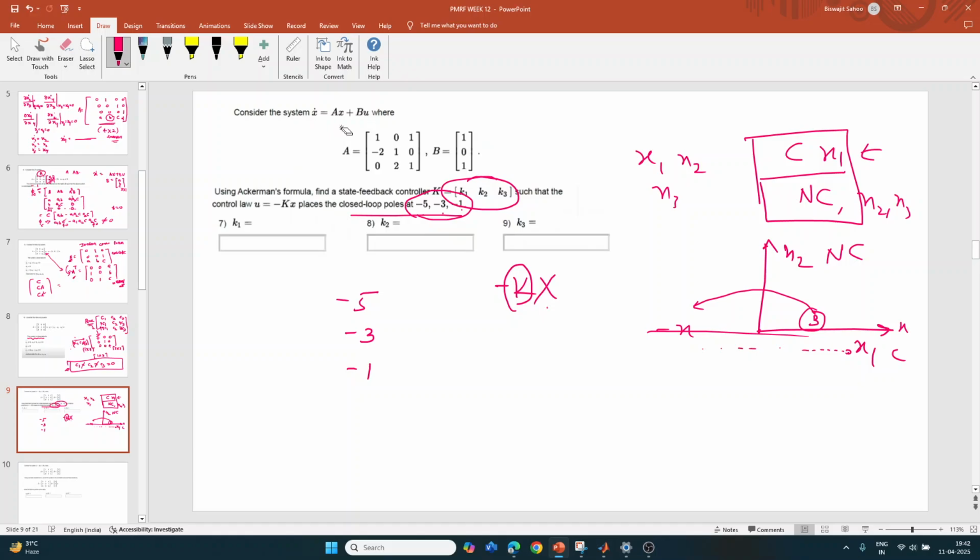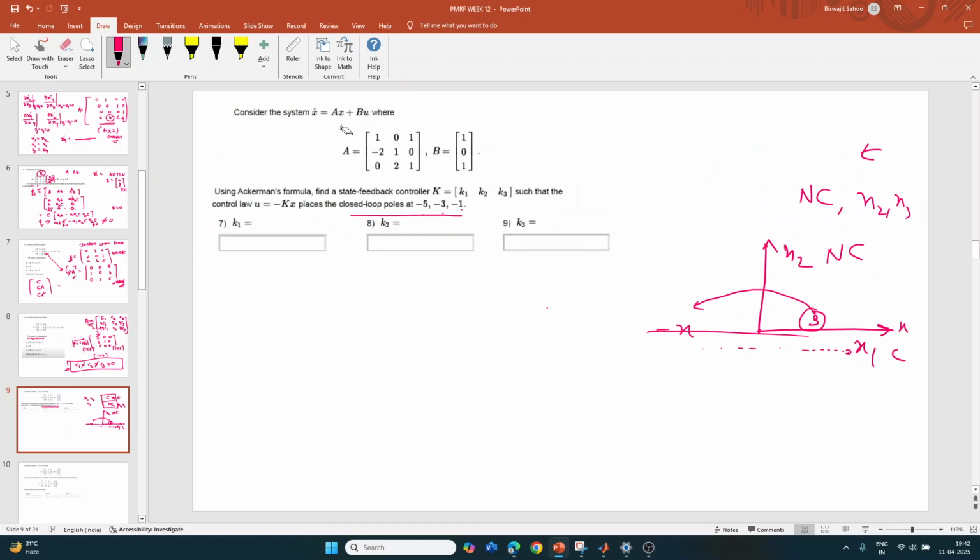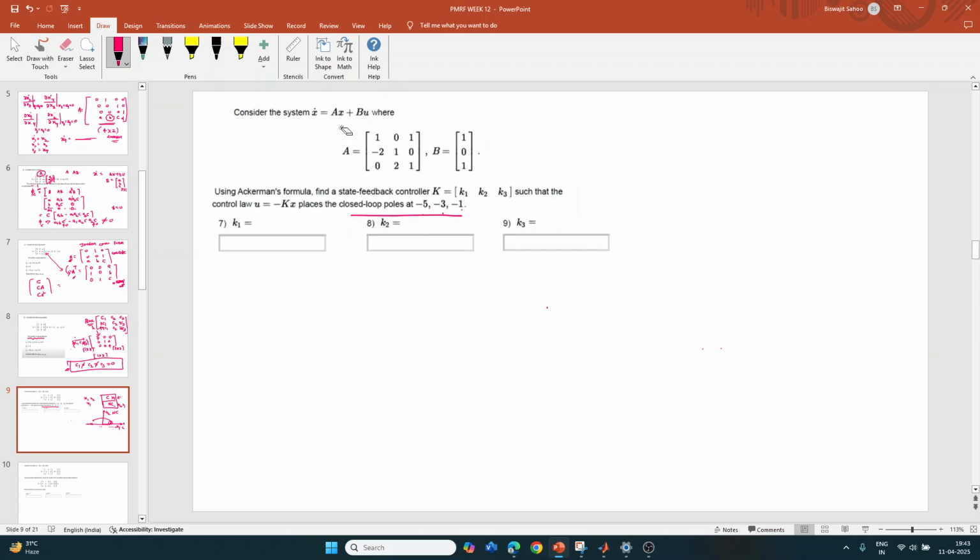There are 2-3 steps to solve such a question. In the first step, you need to find out a matrix. Let me erase it. Let the poles be located at s1 equal to -5, s2 equal to -3, and s3 equal to -1. These are the three poles.